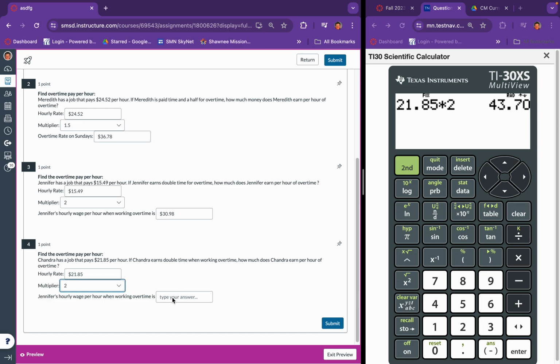Meaning that this person would earn $43.70 for the overtime, for the 1 hour that they work of overtime. So if they work 1 hour of overtime, they earn $43.70.